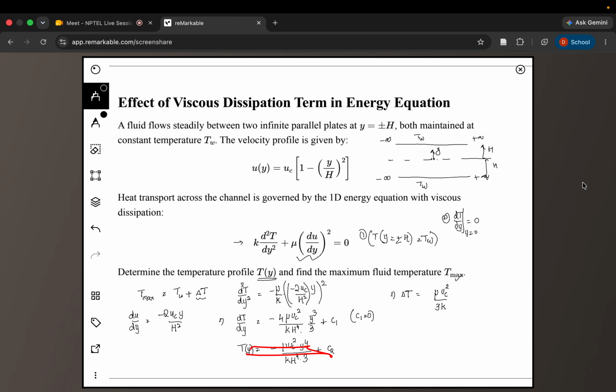At y equal to h, this should be equal to Tw, and at y equal to 0, this should be Tmax. So Tmax should be equal to C2. From which I know delta T is basically this value, whatever we are getting here at y equal to h. So I would get this expression for delta T.